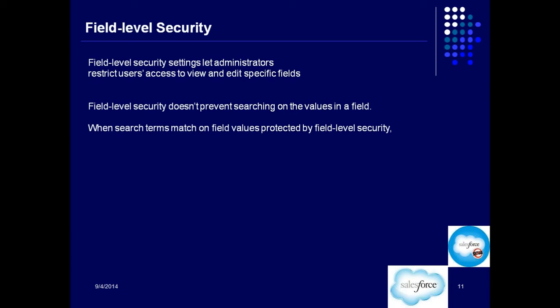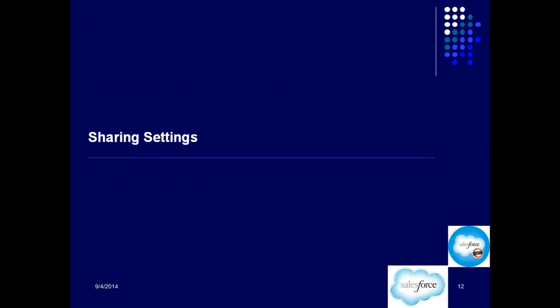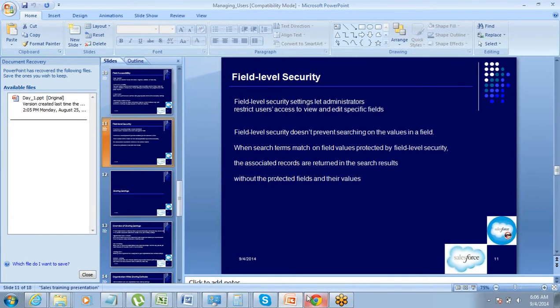When search terms match on field values protected by field level security, the associated records are returned in the search results without the protected field and their values. So it's a pretty simple logic. Field level security restricts the access to see or edit the fields. Where do we get field level security? We get it inside the profile.